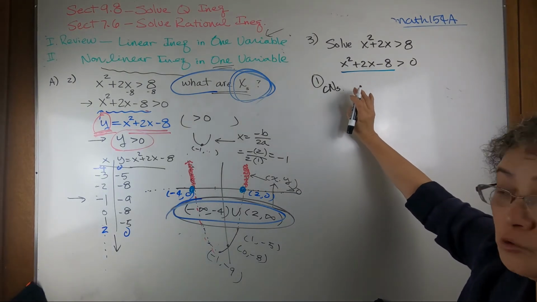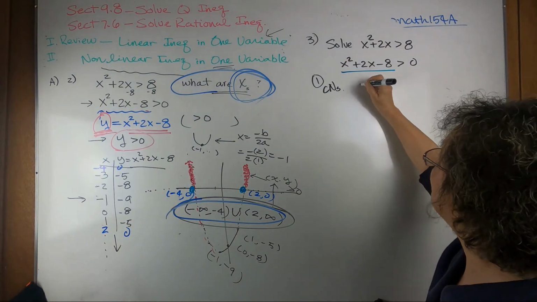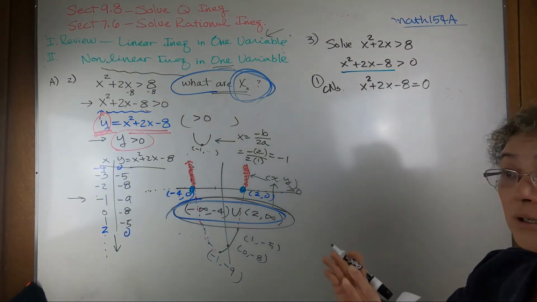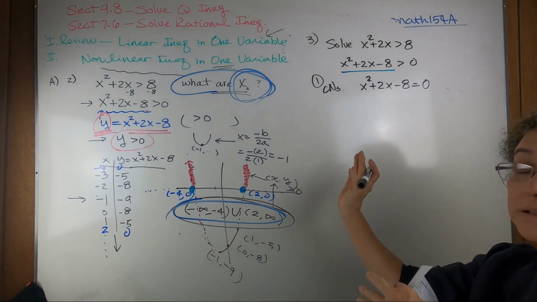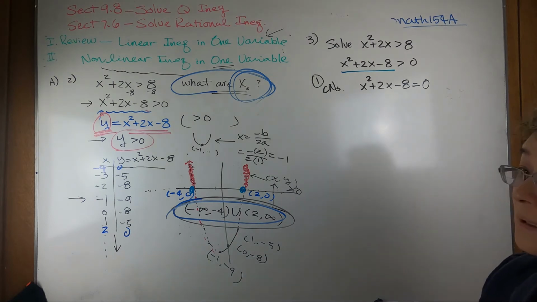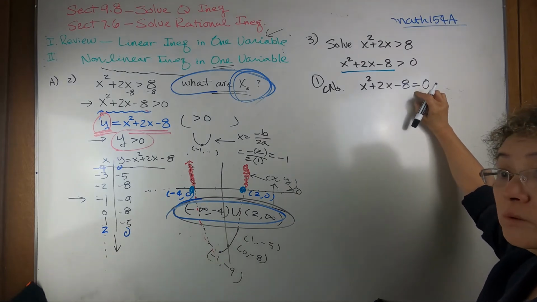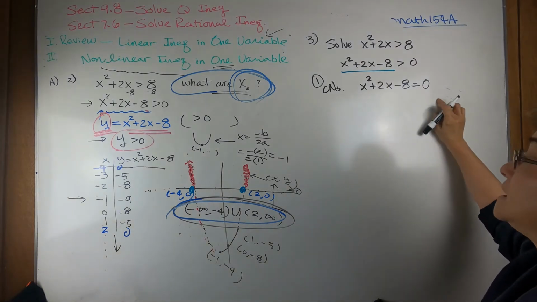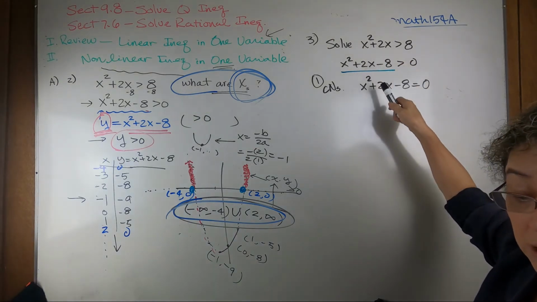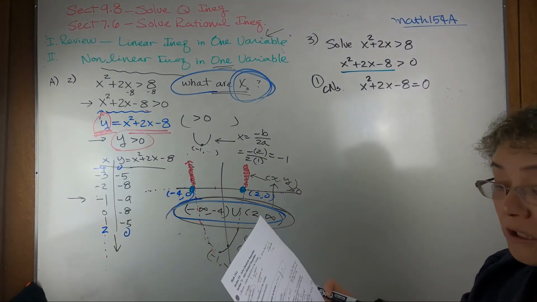So to find the critical numbers, it is the boundary condition. So when it's equal to 0, one side will be bigger than 0, another side will be less than 0, right? So let's find the critical numbers. When we put the equals there, it means we find the equation. So you change inequalities to equations to find the critical numbers.